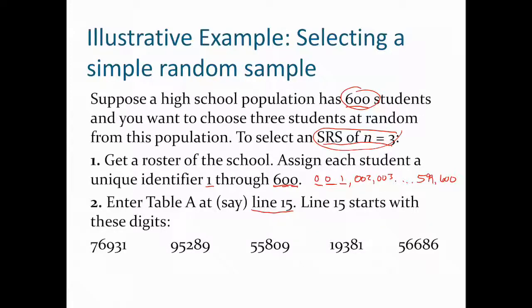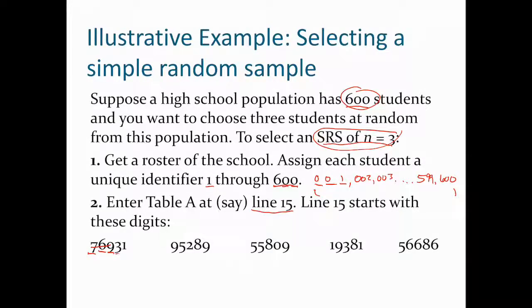Now what we're going to do is go out 3 digits, or 3 significant figures, stop, and if those 3 digits fall in between 001 and 600, then that will be the student we pick. And once we get 3 students from this population, we've found our 3 random students. So just to show you what this looks like, we got 3 significant figures, so it's 769. That does not fall between 1 and 600. So these 3 numbers would be out.